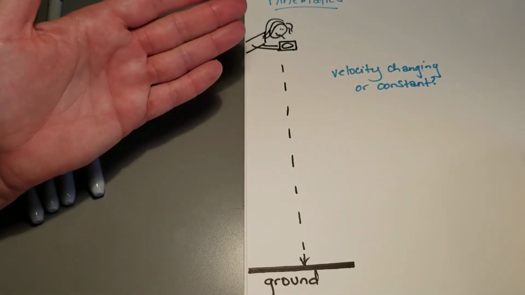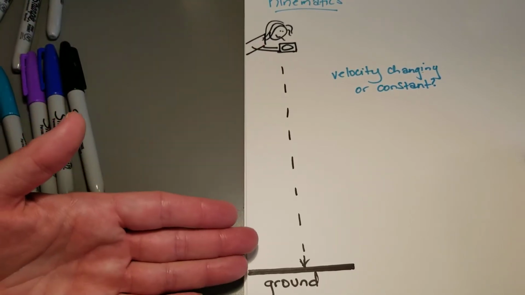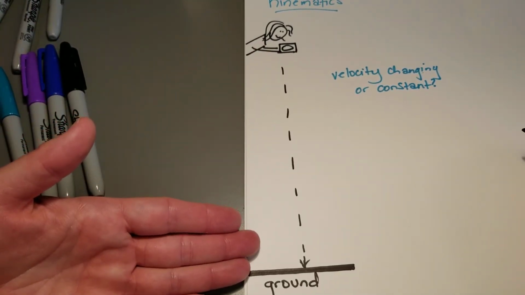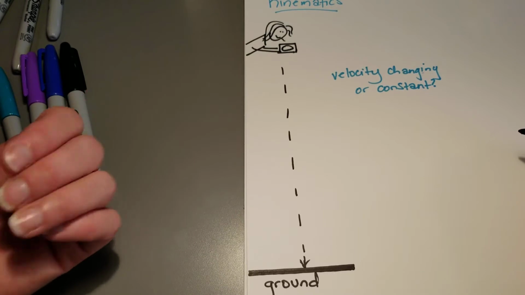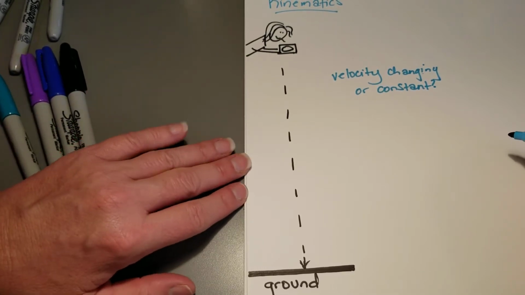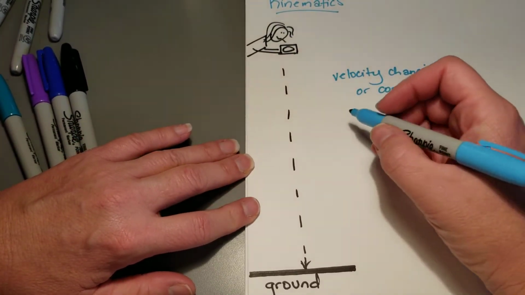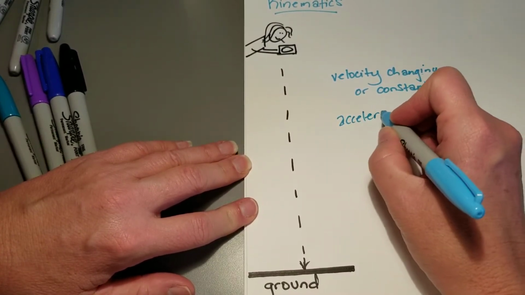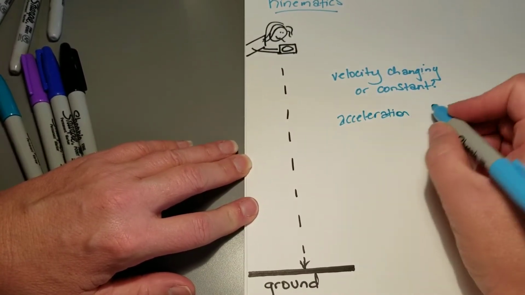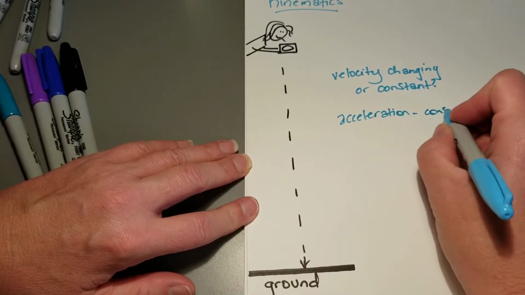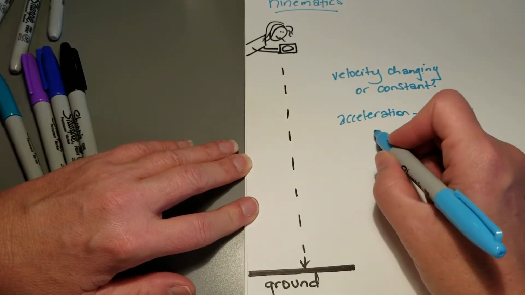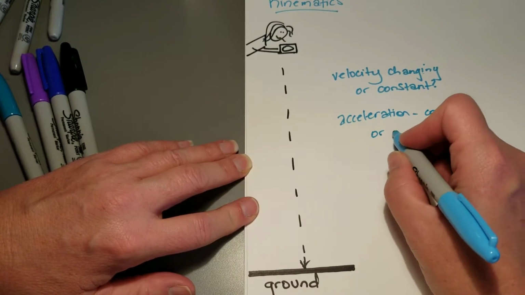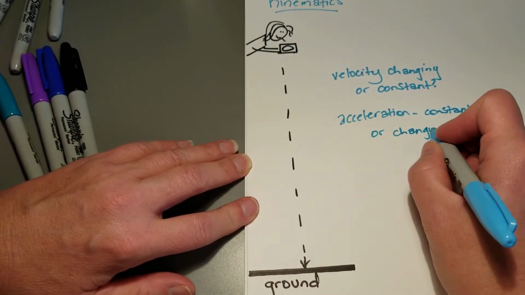Is there going to be the same initial velocity? Is the final velocity right before it hits the ground the same for all 3 heights, or is it going to vary depending on the distance that it falls? I want you to talk about acceleration. Do we know what the acceleration is? Is it constant as the egg falls, or is it changing as the egg falls?